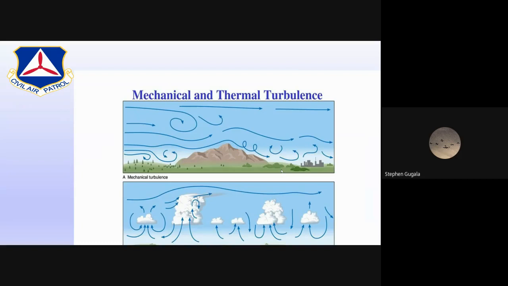Weather forecasting systems will predict turbulence, but you really don't know what you're getting unless you refer to pilot reports from people who have been there, done that, and got bounced around by it. So on a summer day, it's always going to be good to check the PIREPs, is what we call them, for turbulence.